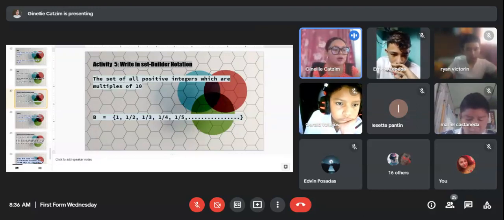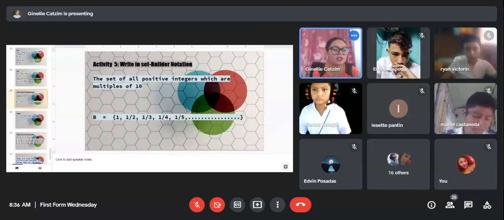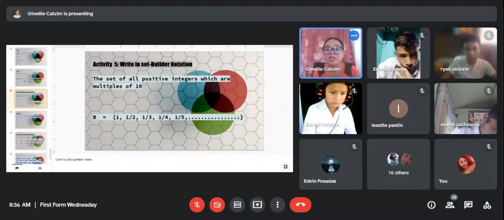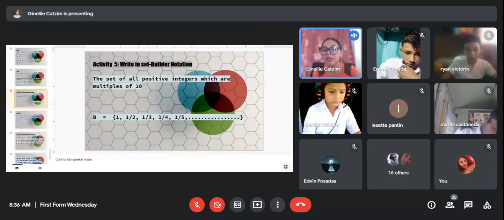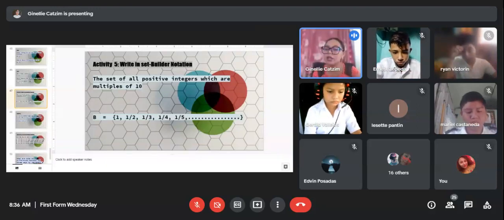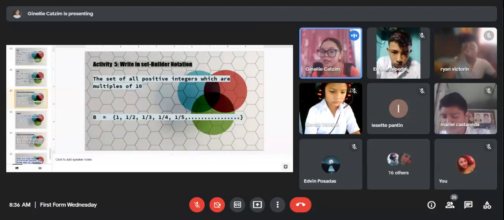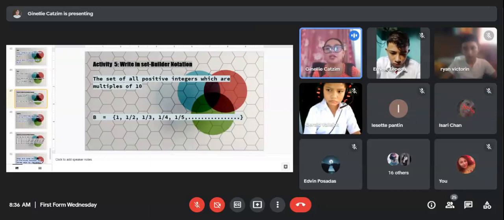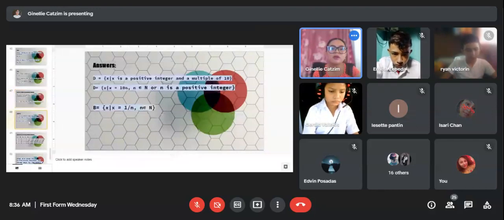I saw that only Gerald shared his response for B. But as I mentioned, B could either be reciprocals, where you find what the rule is, or it could be 1 over n as Gerald has. Please take a good look at the set before, right? So that you can find the correct description. So this is what you should have.